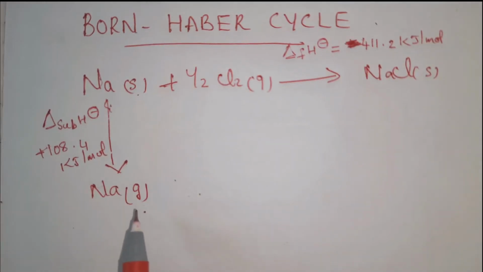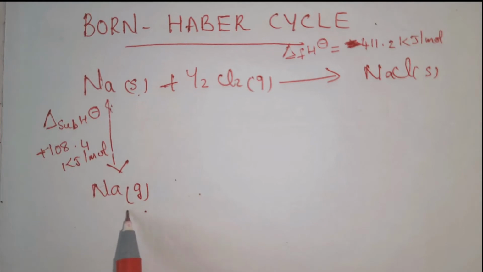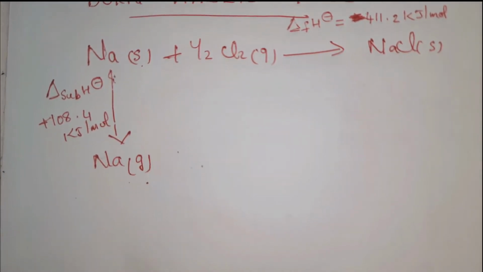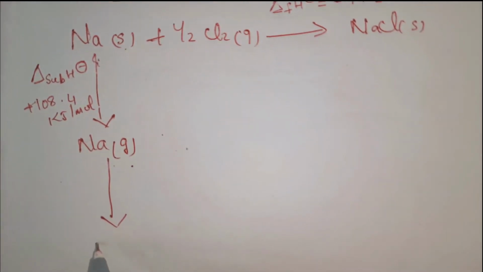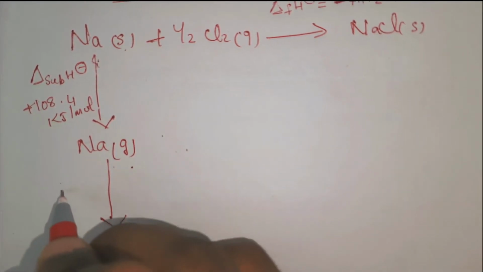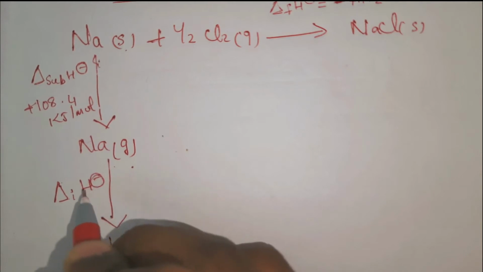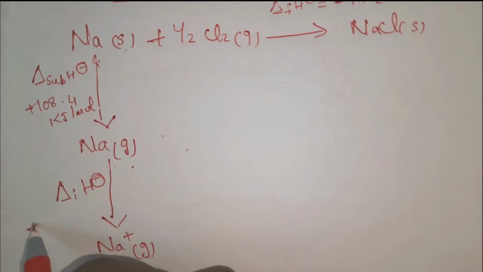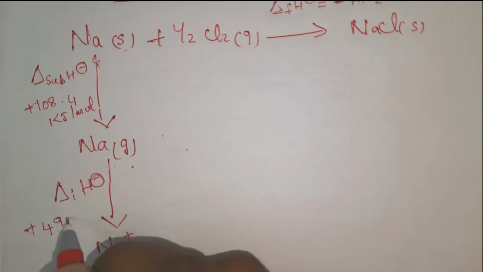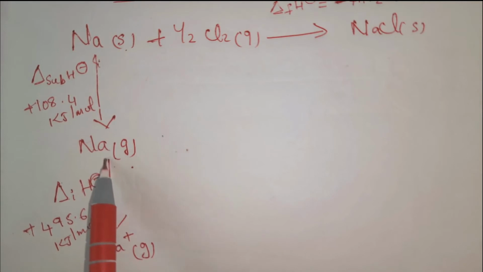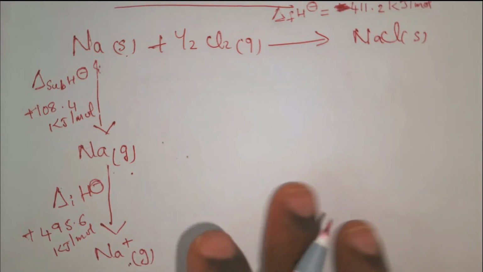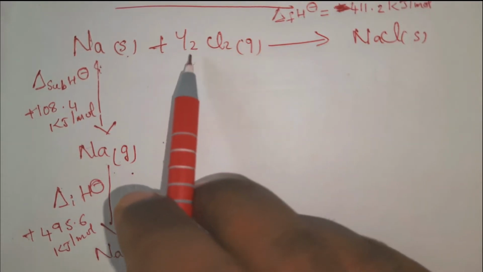Now from this gaseous state you need to remove an electron. For that you need ionization enthalpy, that is Na from gaseous state. When you remove an electron, you will get Na plus in gaseous state, and for that you need ionization enthalpy, delta IH, and this value is plus 495.6 kilojoules per mole. Now you have to see half Cl2.